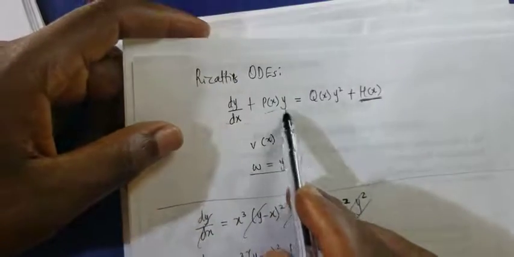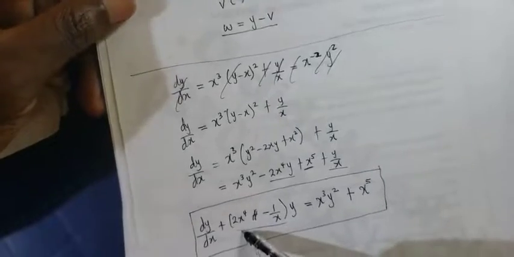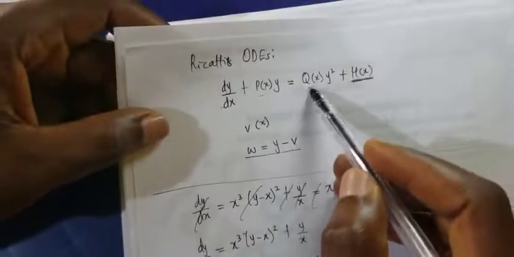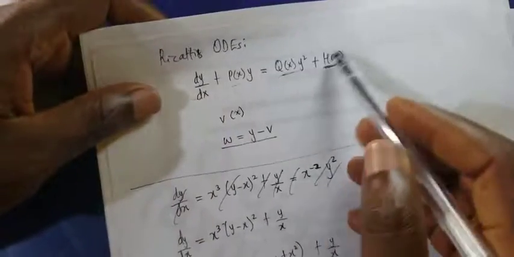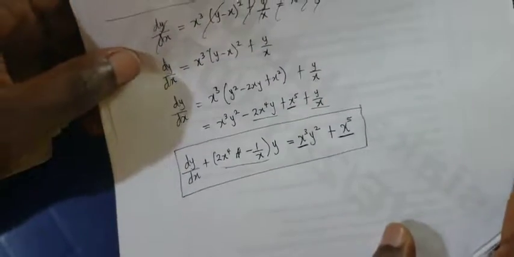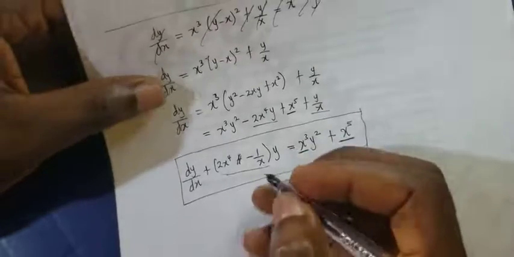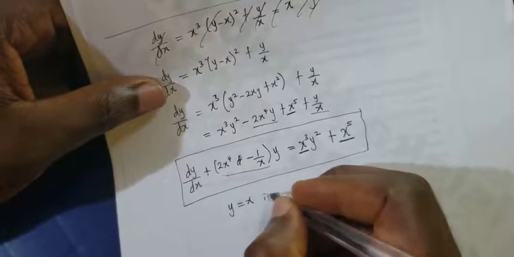p of x, which is the coefficient of y, is given by this, okay, and our q of x, which is on this other side, the coefficient of y square, is given by this x cube, and then our h of x, which is the function of x standing alone, is given by this x to the power 5. All right, so in this case we have been told that y is equal to x is a solution.